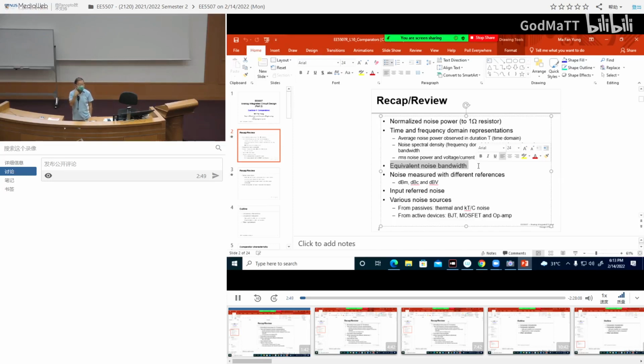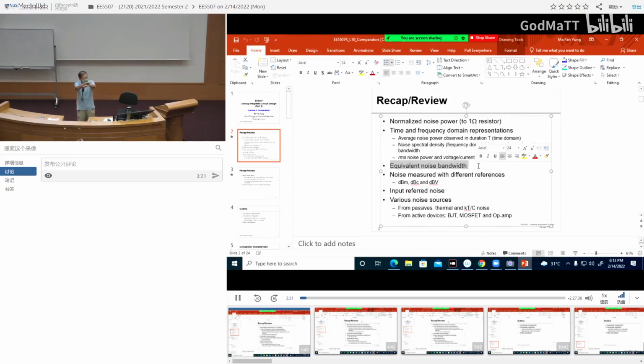Pi over 2 for single pole frequency response. The equivalent rectangular or brick wall bandwidth is pi over 2 times the pole frequency. And how was that derived? Anybody can remember? How did we derive that?